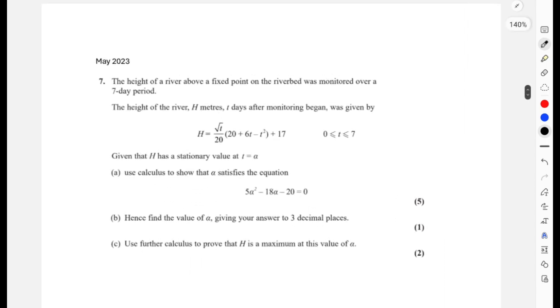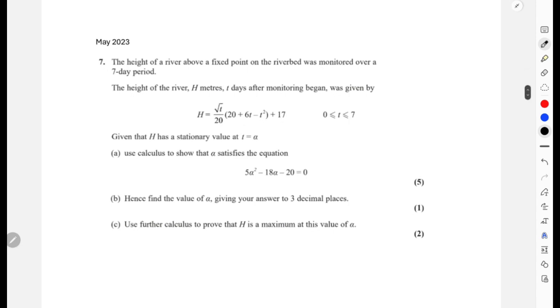The height of a river above a fixed point on a river bed was monitored over a 7-day period. The height of the river, h meters, t days after monitoring began, is the expression root t over 20 times (20 plus 6t minus t square) plus 17. Given that h has a stationary value when t is equal to a. Stationary value, what does this indicate? This indicates the differentiation of this equation is 0 when t is equal to a.